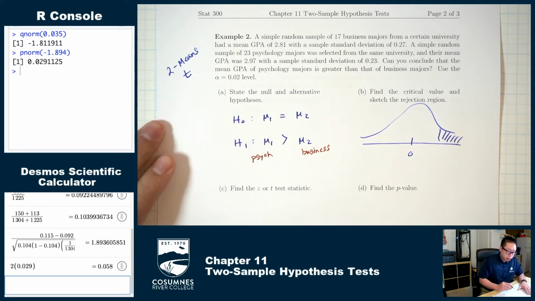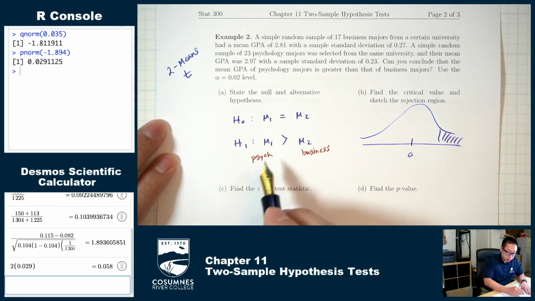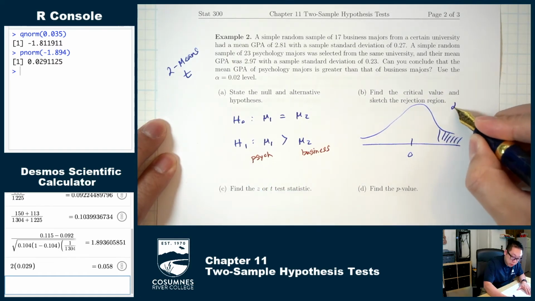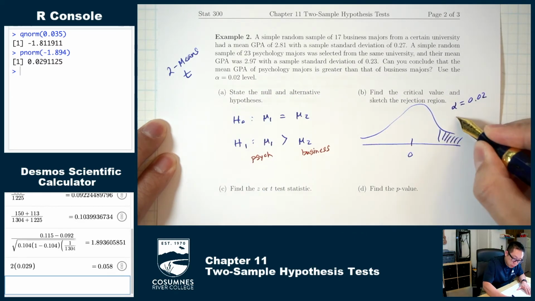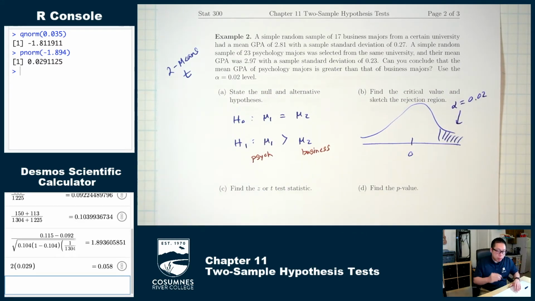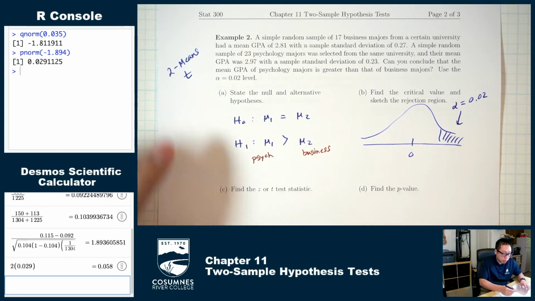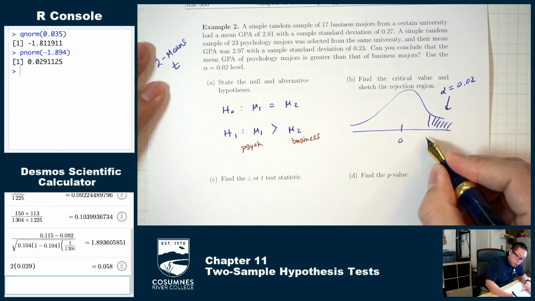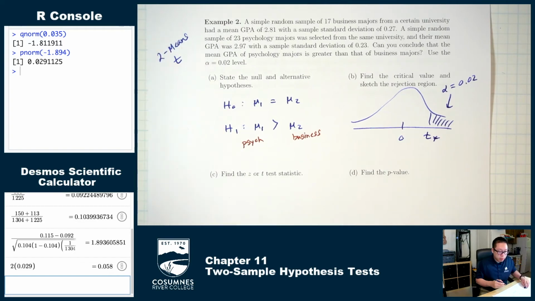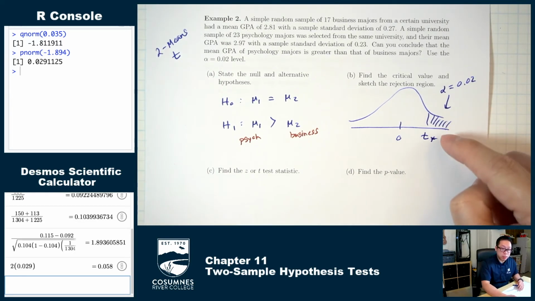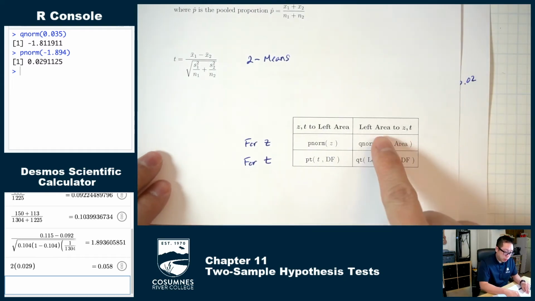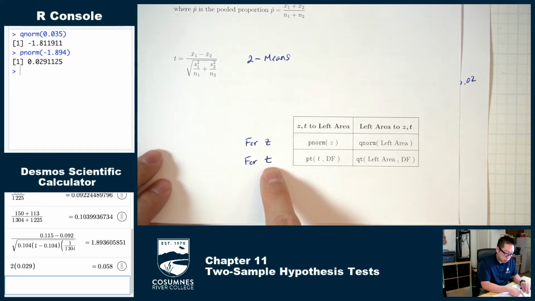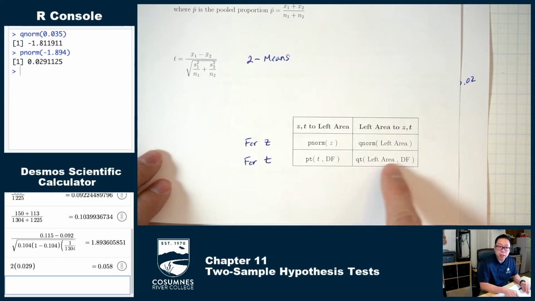Okay, so that's my shade to the right because I'm going with this order. Alpha is the shaded area, so our alpha here is 0.02. Okay, that's the shaded area. And then I'm either finding a Z star or a T star. I'm talking about means here, so I'm looking for a T star. This is basically an area to T problem. So area to T. Area to T, I should be doing, for the T situation, QT left area DF.